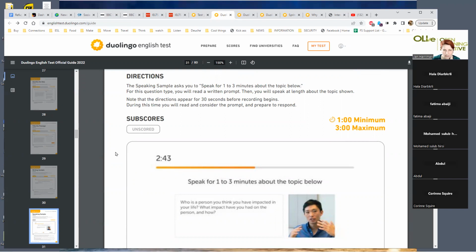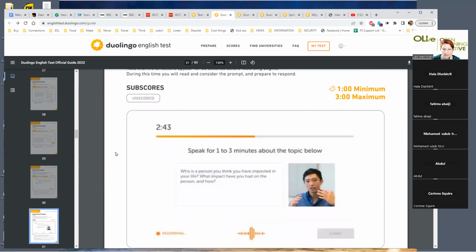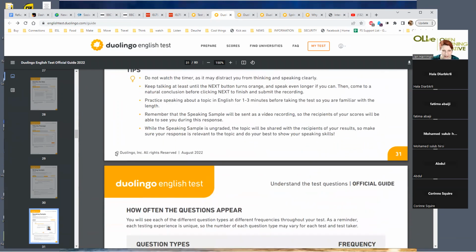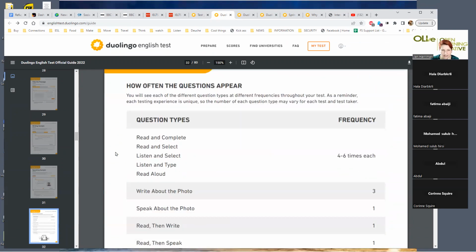to give a further speaking sample. And again, this recording will be sent with your results to any university that you apply to. If you send your scores to a university, they will get this little recording as well. Okay, and that is the whole test.